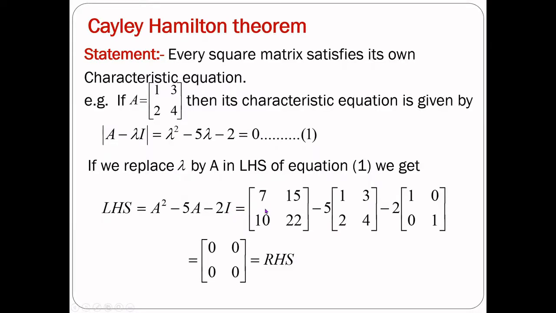So A square is 7, 15, 10, 22. You can check it with the help of a calculator. Minus 5 times A minus 2 times I, and after adding these matrices we get the result as a 0 matrix, which is equal to the right hand side of equation number 1. So we can say that the Cayley-Hamilton theorem is verified for the matrix A.